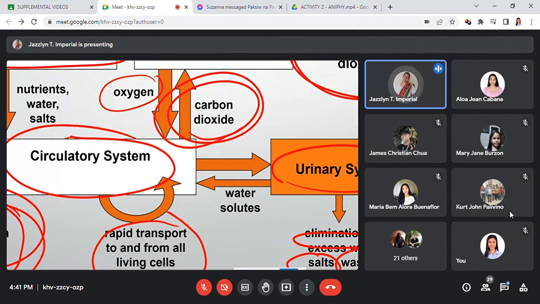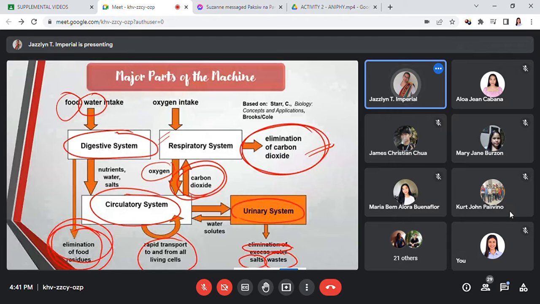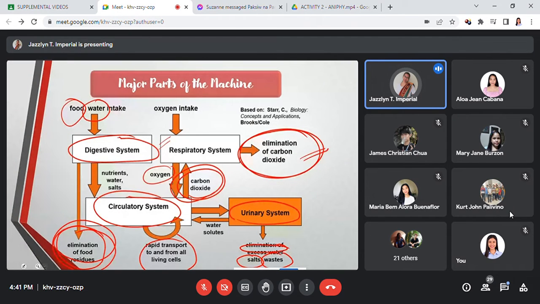Okay, so this is how complex the machinery of the excretory system is. It does not only involve your urinary system per se, although it's the one that performs the major functions, but it also involves your respiratory system, your digestive system, and most definitely your circulatory system. All right? So any questions so far?